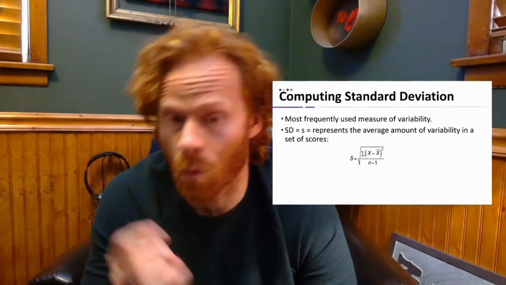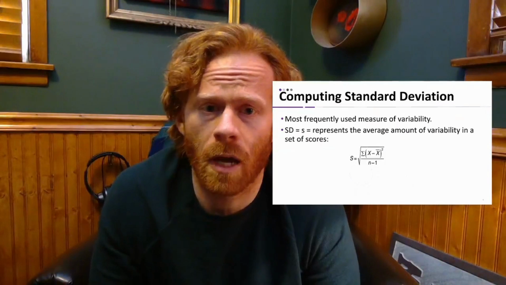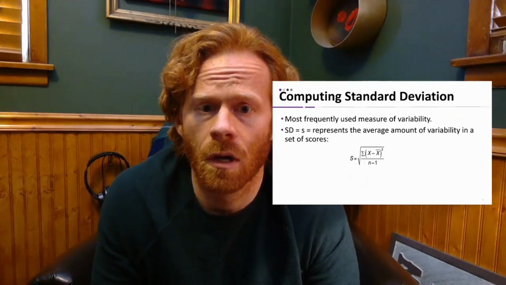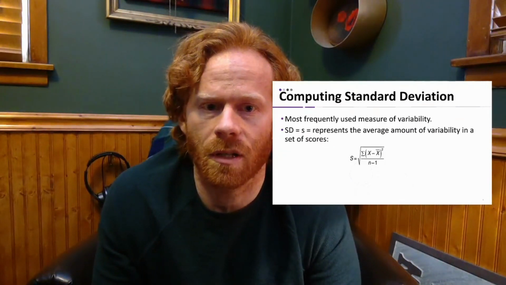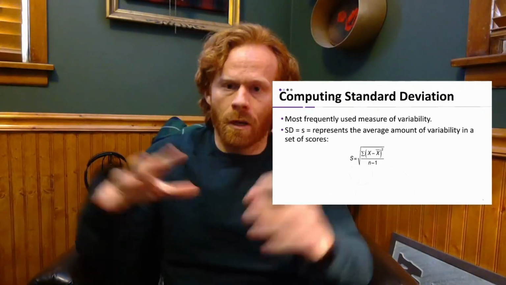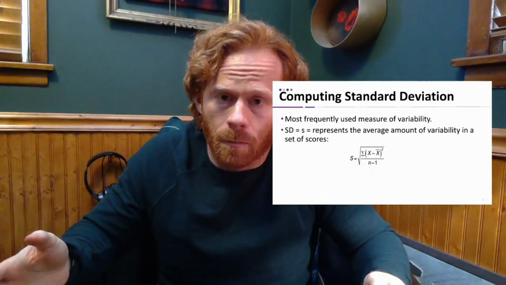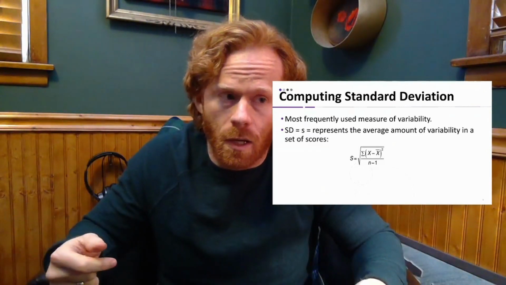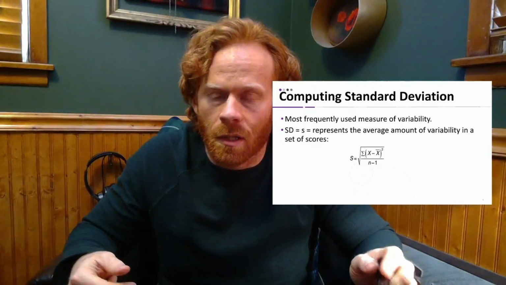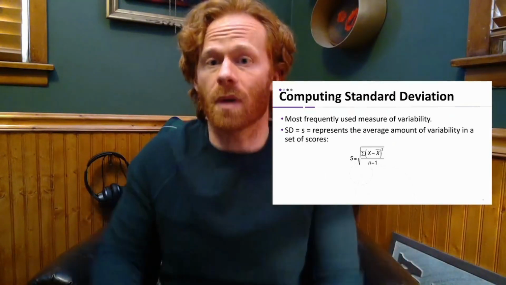So it can be somewhat misleading. Here's a formula for the computation for standard deviation. So your standard deviation is the average of the amount of variability in a set of scores. You'll have a mean that you come up with from this set of scores. And then it's interesting to see how far away each one of those values is from the mean.